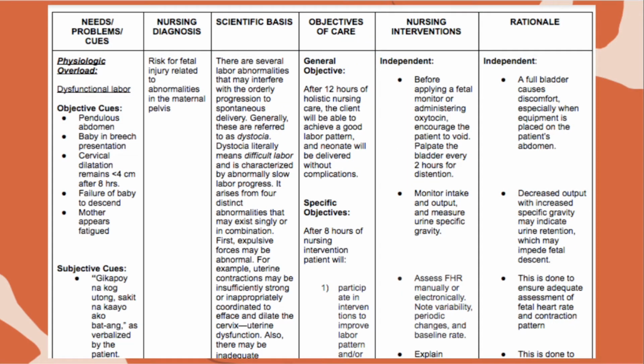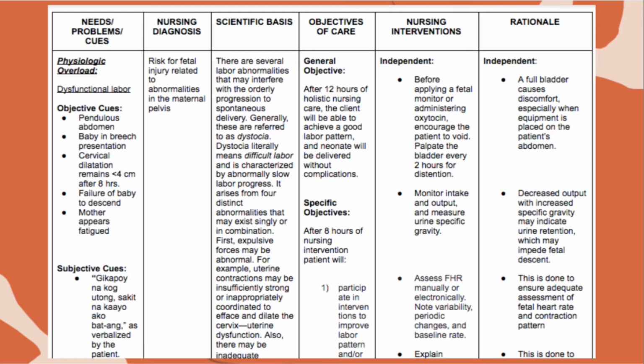For objectives of care, we have both general and specific objectives. For the general objective, after 12 hours of holistic nursing care, the client will be able to achieve a good labor pattern and the neonate will be delivered without complications. For specific objectives, after 8 hours of nursing intervention, the patient will, number 1, participate in interventions to improve labor pattern and/or reduce identified risk factors, and second, display fetal heart rate within normal limits with good variability and no decelerations noted.